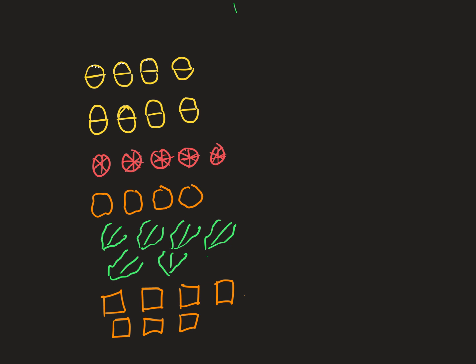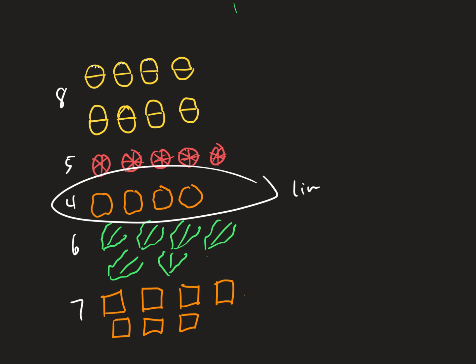Who limits us? What limits how many hamburgers we can make? Yeah, go ahead. The smallest number. Yeah, so which is it in this case? The patties. Yeah, the hamburger patties, we only have 4. So if we write down how many we have, 8 here, 5 here, 4 here, 6 here, and 7 here. Well, that one limits how many hamburgers we can make.